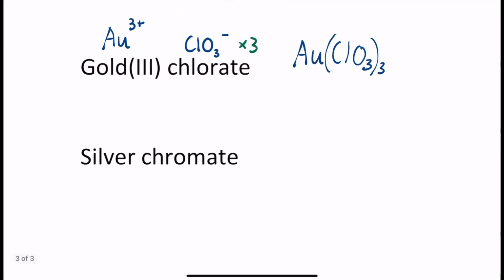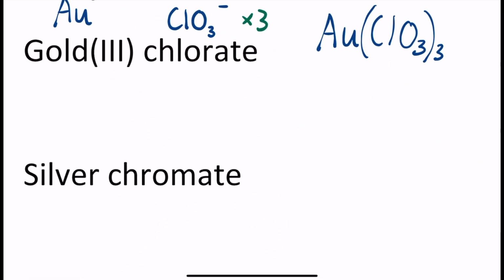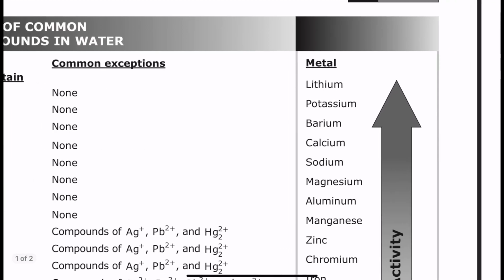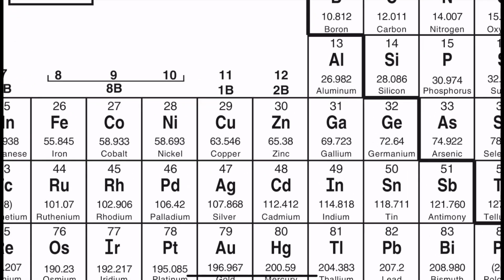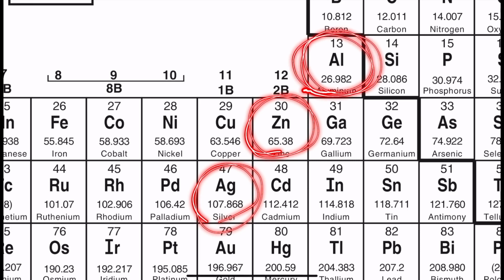Okay, let's do the last one here. Here we have silver chromate. Okay, silver is a very common ion. It's kind of expensive though, but when we look over here in the periodic table, we did say we had to memorize the charges of these 3.